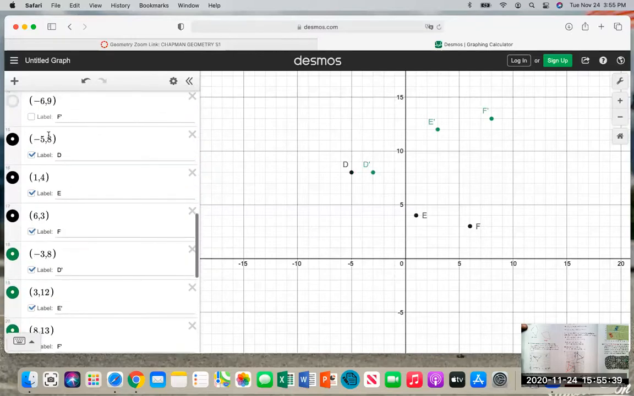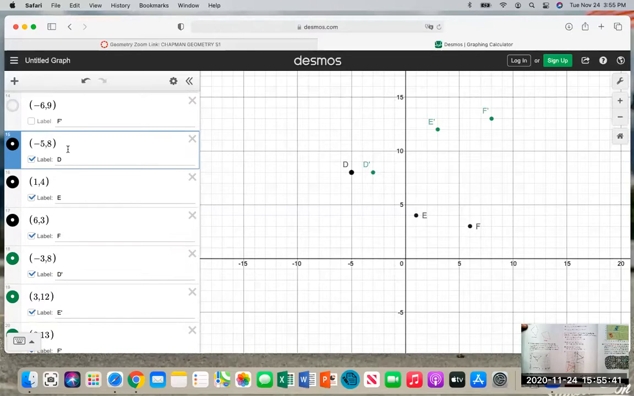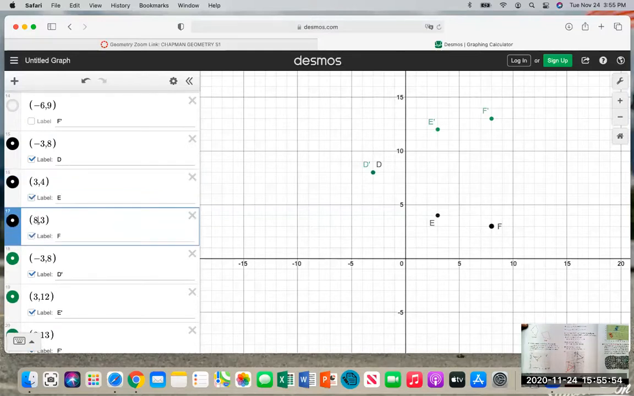So 2 to the right. If I want to move things 2 to the right, the positive direction, it's basically going to add 2 to them. So -3 goes to -5 goes to -3. 1 goes to 3. 6 goes to 8. Well, look at that. D and D prime are right on top of each other. E and E prime are on top of each other. F and F prime are on top of each other. So I think that translation, I think I said 2 units to the right.